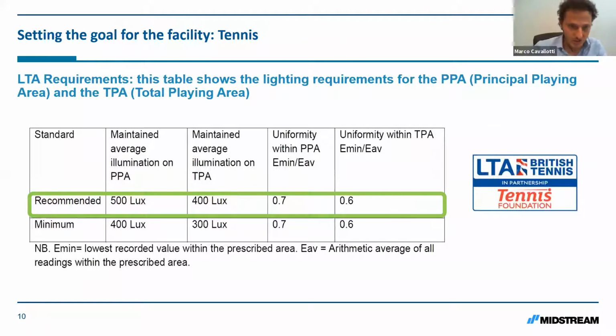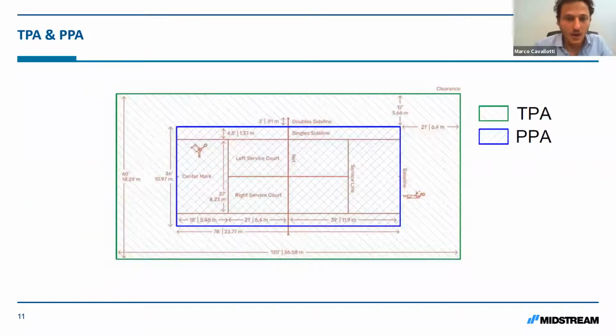Let's show you the difference between these 2 areas. As you can see in this scheme, the total playing area, highlighted in green, is the outer part and includes the outer and the inner part of the court. And the PPA is only the inner part of the court, highlighted in blue. So just a quick recap. On the green part, we want to reach 400 lux with 0.6 minimum average uniformity. And on the blue part, which is the PPA, we want to reach 500 lux average and 0.7 uniformity.